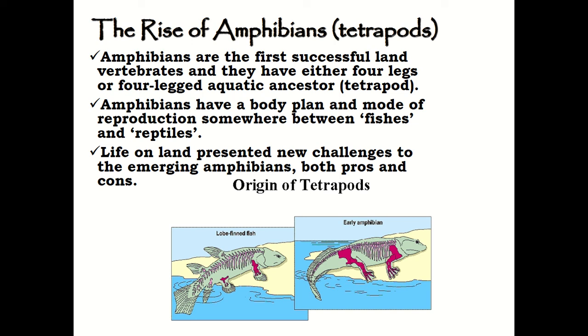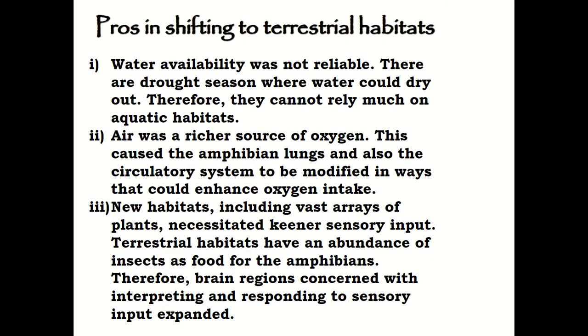Amphibians also have a body plan and mode of reproduction somewhere between the fishes and the reptiles. They do not belong to the fishes and they do not belong to the reptiles, but they have their own group, which is the amphibians. Life on land presented new challenges to the emerging amphibians, which brought both pros and cons. So let's look at the pros for amphibians in shifting from aquatic to terrestrial habitat.